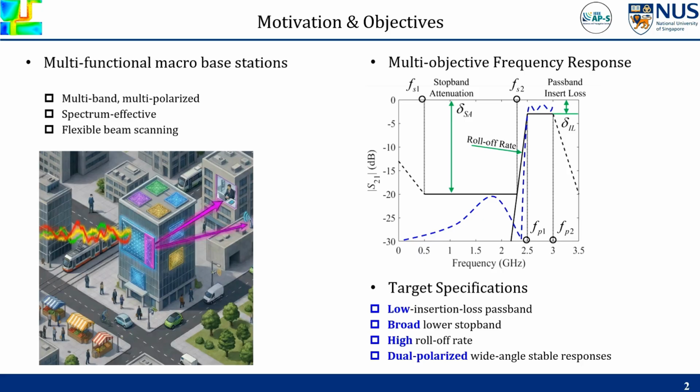frequency-selective surfaces. The motivation of this work is from multifunctional Markov base stations. The FSS for these base stations should be multi-objective. Here's an example. The target includes a low insertion loss passband, a broad lower stopband, and also a high roll-off rate between them. And all the specifications should be maintained under dual-polarized wide-angle incidence.